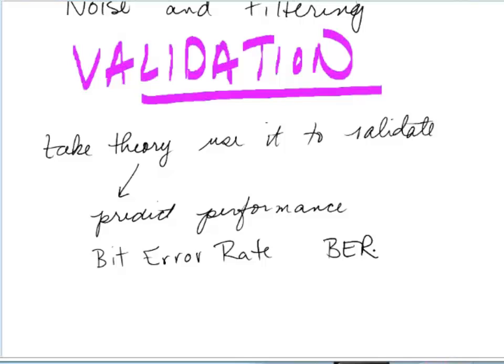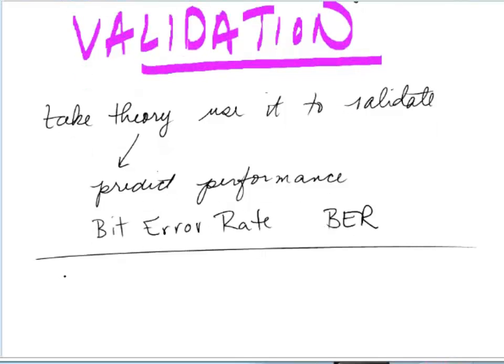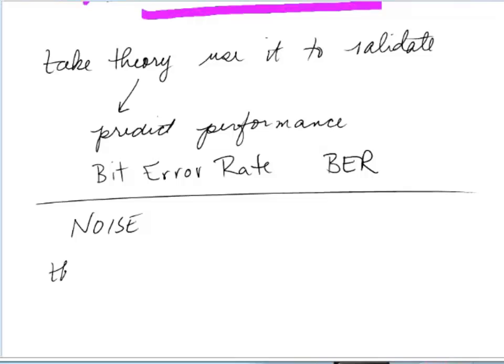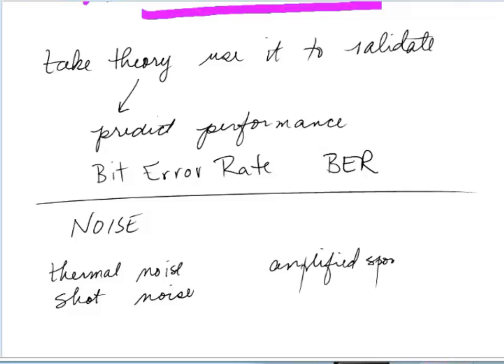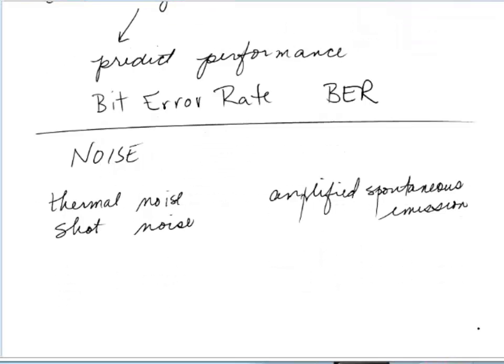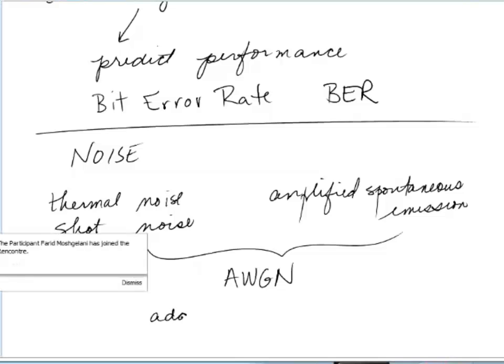So in terms of noise, which noises are we talking about? Today the focus is on noise. And on noise, we're going to be talking about thermal noise, shot noise, and amplified spontaneous emission. These are all additive noises, and in fact these three will be modeled universally as additive white Gaussian noise.